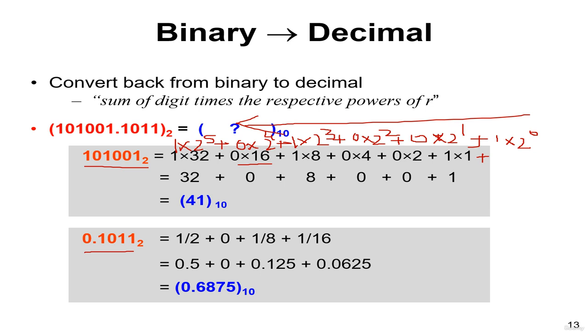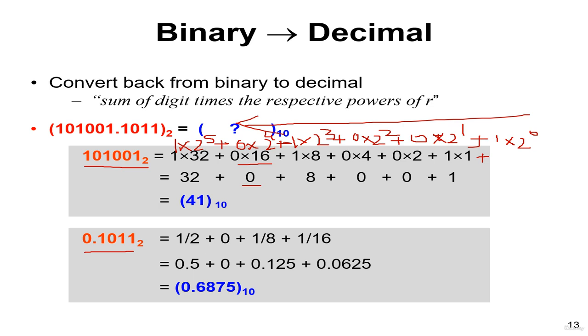Plus 0 into 2 raised to power 4. Even if you don't compute it, because it is ultimately going to be multiplied by 0, this number would become a 0. Plus 1 into 2 raised to power 3 is 8, plus 0, plus 0, and plus 1 into 2 raised to power 0, that is 1, right? So this would become 32 plus 8, that would be 40, plus 1, 41, right?